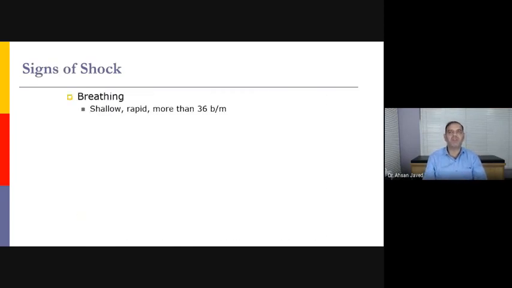Signs of shock: breathing becomes shallow and rapid, up to 36 breaths per minute. We have studied that in adults the normal respiratory rate is 12 to 16 breaths per minute. But in a person going into shock, the breathing will be shallow while the respiratory rate increases, and it may be as rapid as 36 breaths per minute or more. The pulse is rapid and weak because there is less blood flow to the brain.